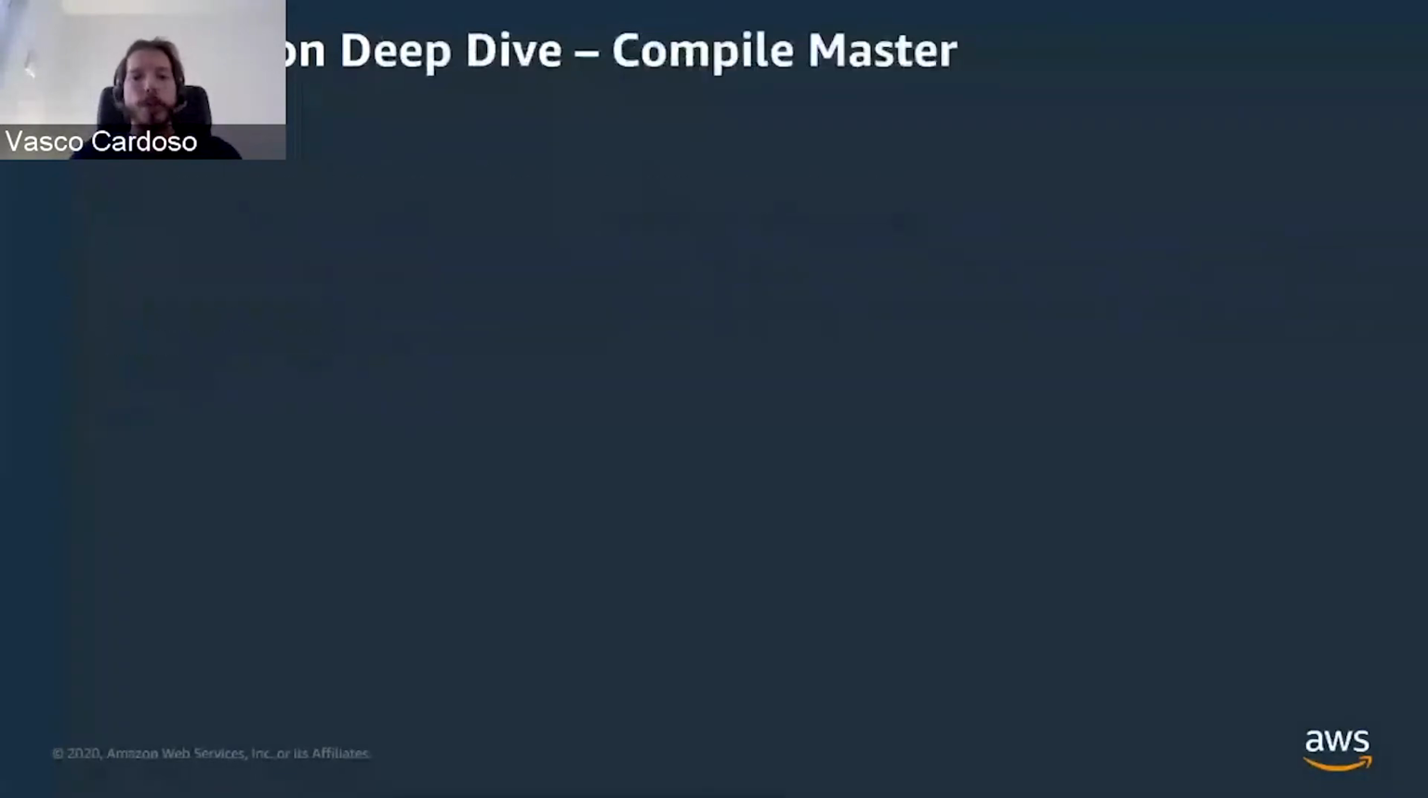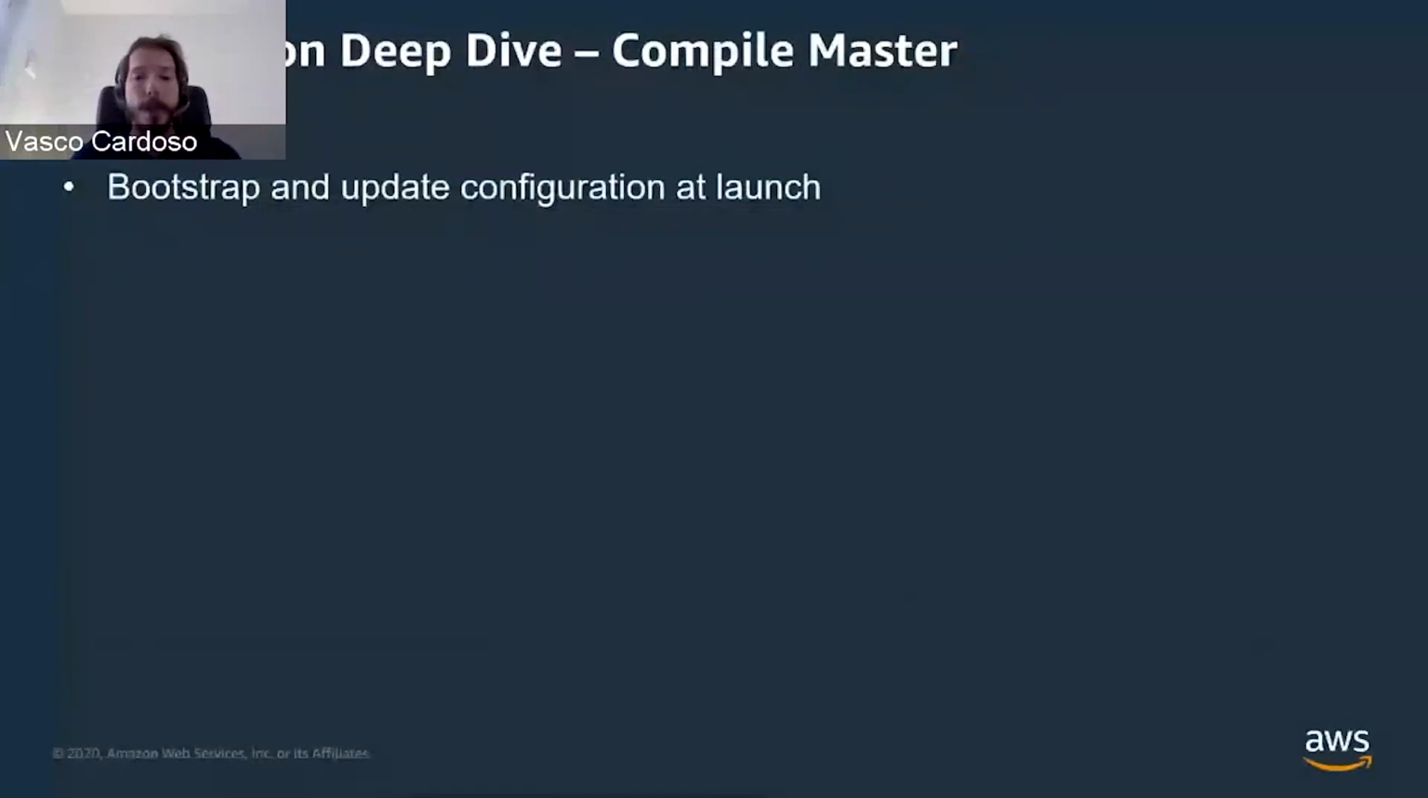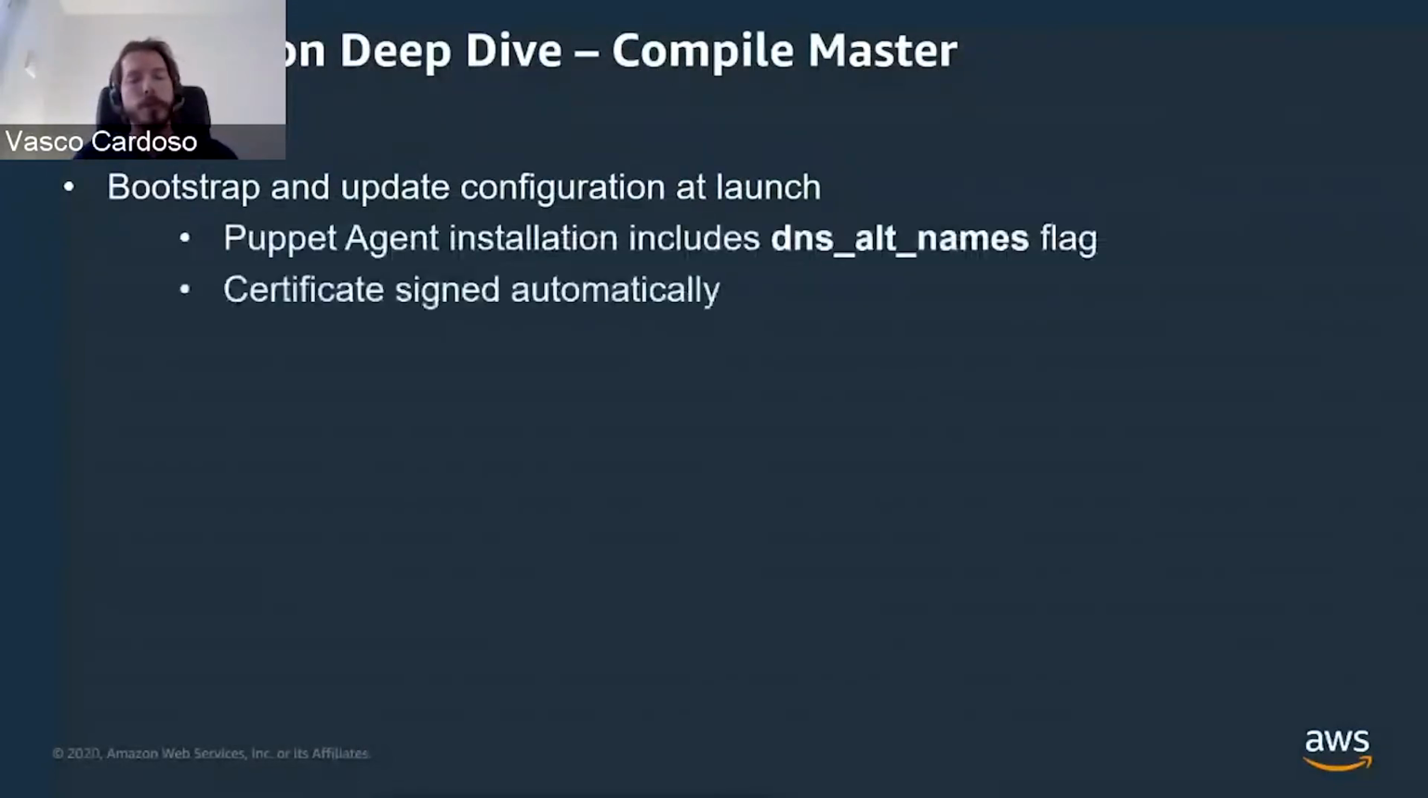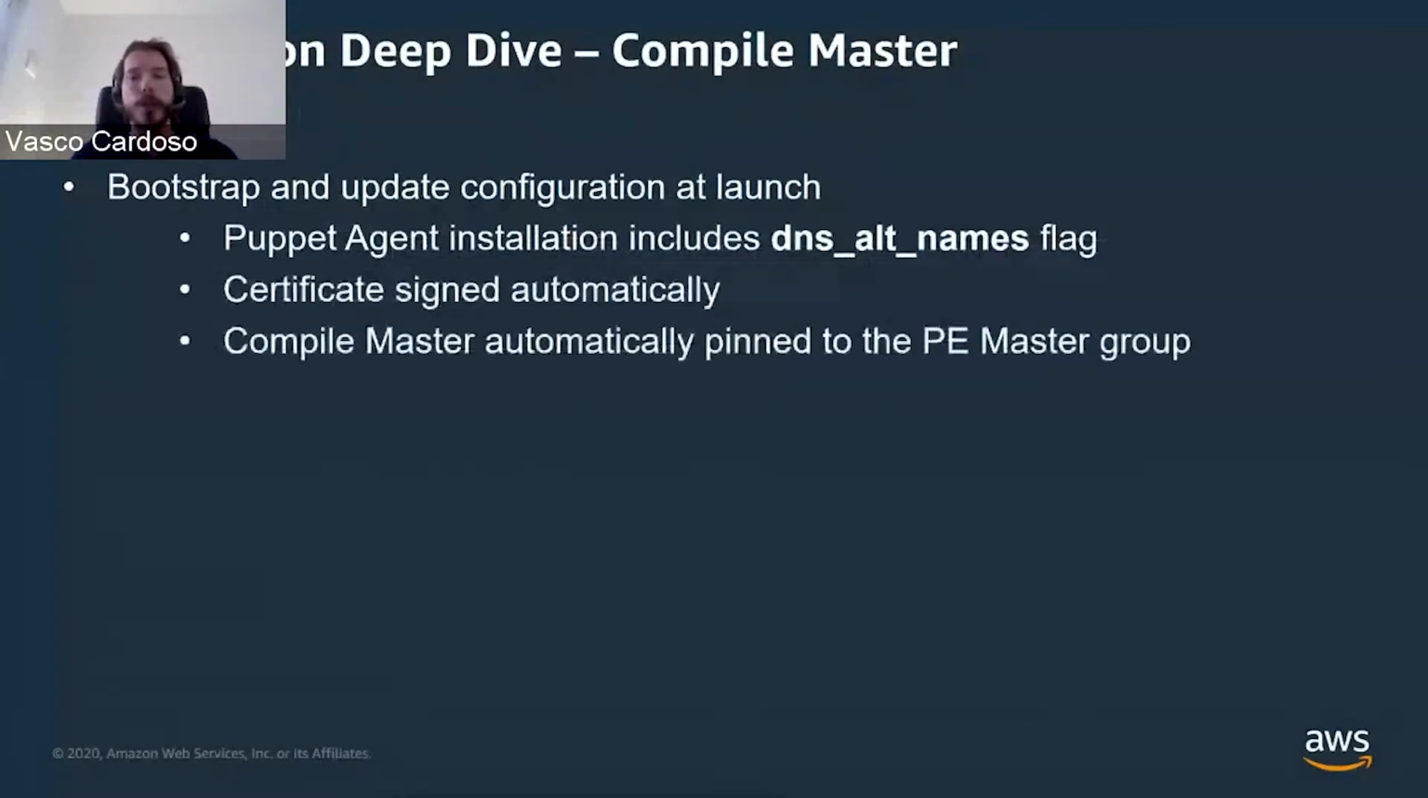I mentioned that we're going to be using an EC2 instance as our new compile master node. And one feature of EC2 is called user data, a mechanism that will run a script. And whenever you create an OpsWorks for Puppet Enterprise server, the OpsWorks team provides a user data script that will bootstrap your node automatically. So I made a couple of changes there by passing the DNS altnames flag to the installation script, setting up signing of the certificate through the aforementioned Systems Manager, and adding the master node to the correct group. So all of this is done automatically and securely.